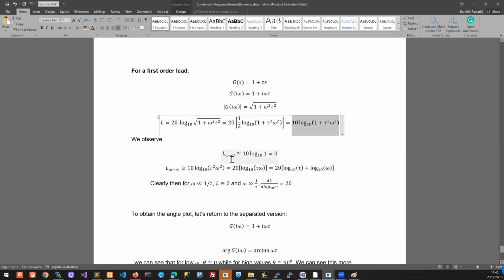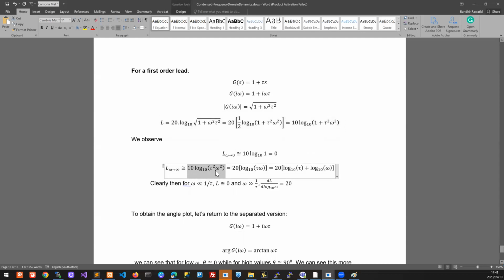And again, we can say when omega is very small, then this term will be much smaller than the 1, leaving us with 10 times log 10 of 1. So the 1 dominates there. And log 10 of 1 is 0. So L is approximately 0 there. And then as omega goes off to infinity, then this becomes much more important than the 1. And so the asymptote becomes this one. So it's 10 log 10, right? The 10 from there, which was simplified from there.